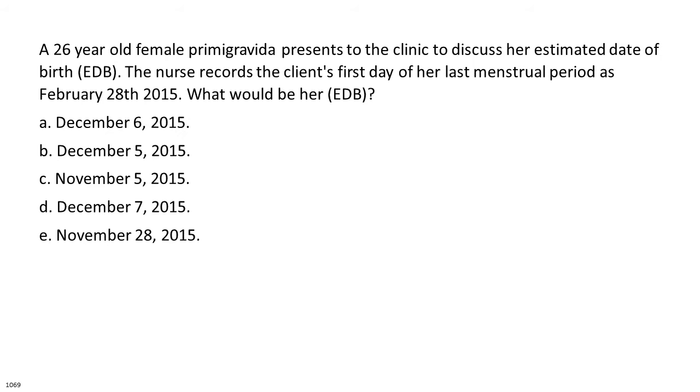A 26-year-old female primigravida presents to the clinic to discuss her estimated date of birth, EDB. The nurse records the client's first day of her last menstrual period as February 28, 2015. What would be her EDB? A. December 6, 2015. B. December 5, 2015. C. November 5, 2015. D. December 7, 2015. E. November 28, 2015.